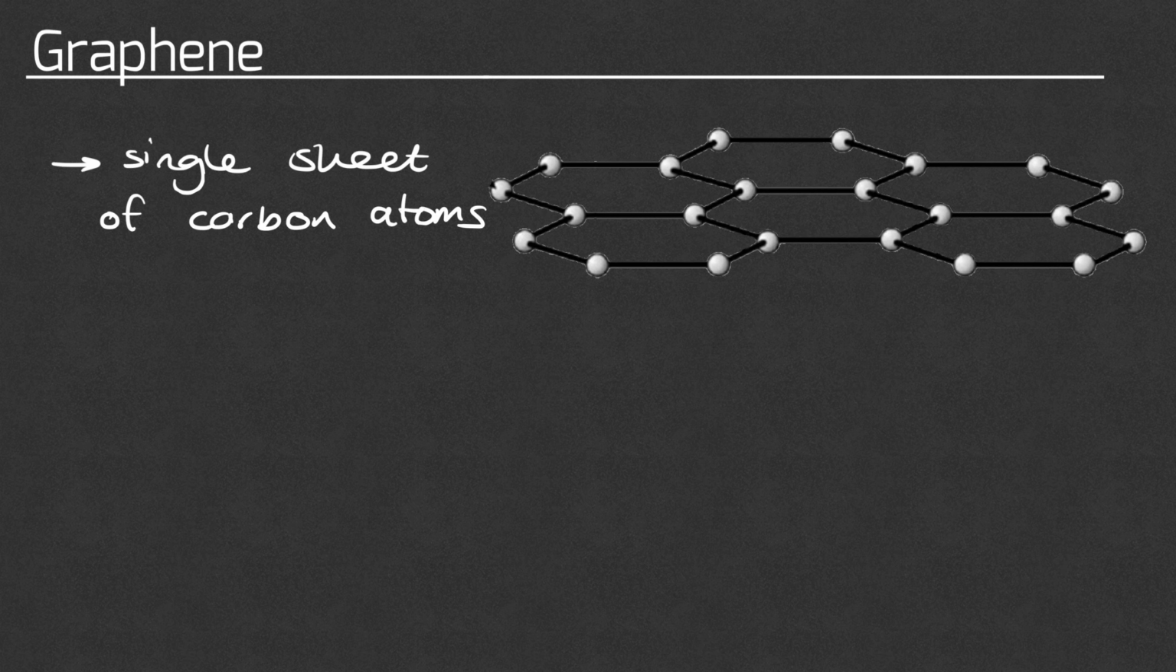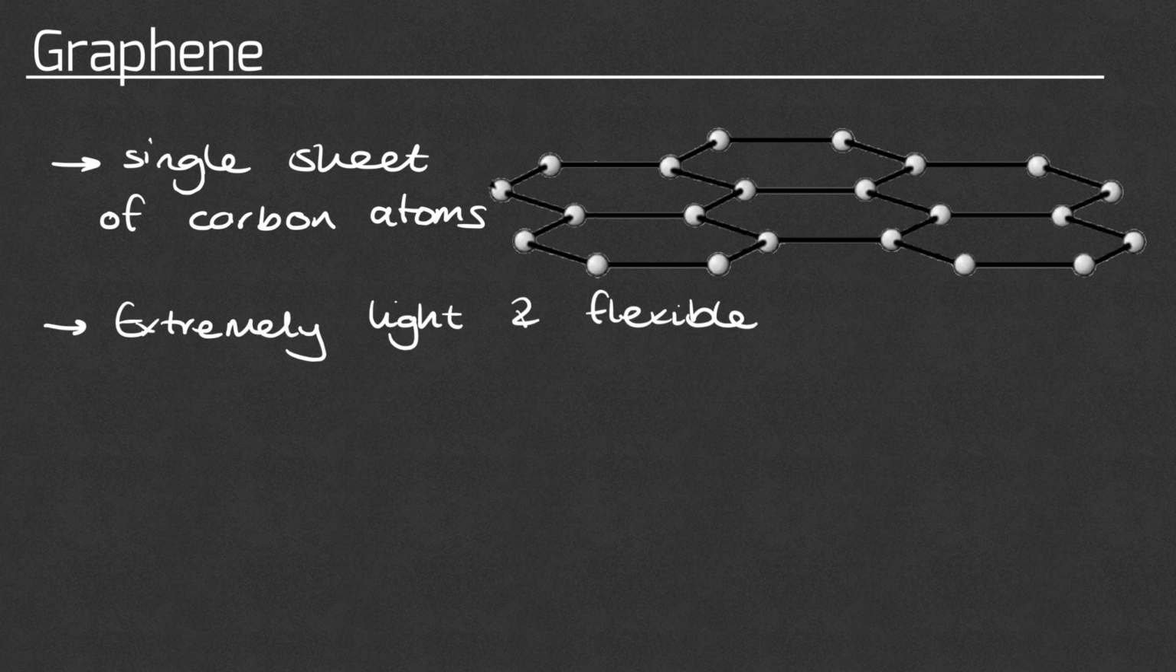Graphene is a single sheet of graphite, so we can say it's a single sheet of carbon atoms. As each carbon in graphene only has 3 covalent bonds rather than 4, it will be able to conduct electricity for the same reasons as we discussed for graphite a moment ago. As graphene is only a single layer thick, it is extremely light and flexible.